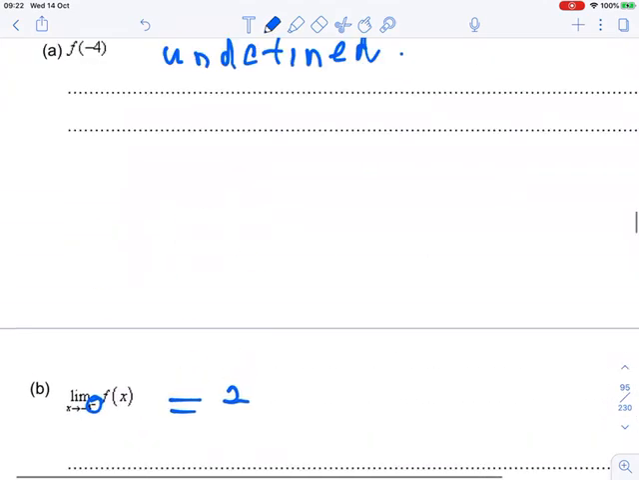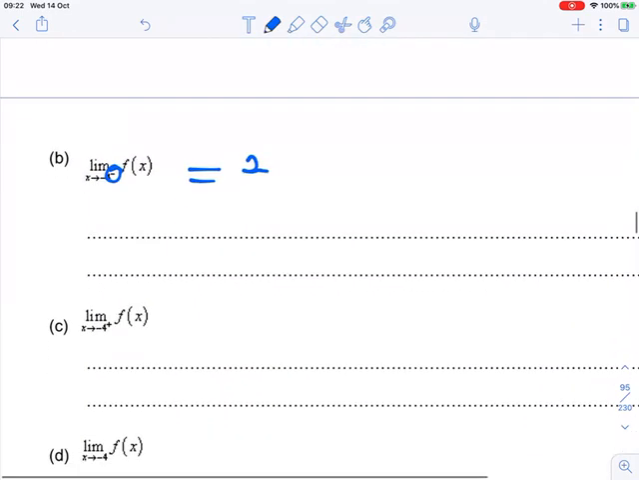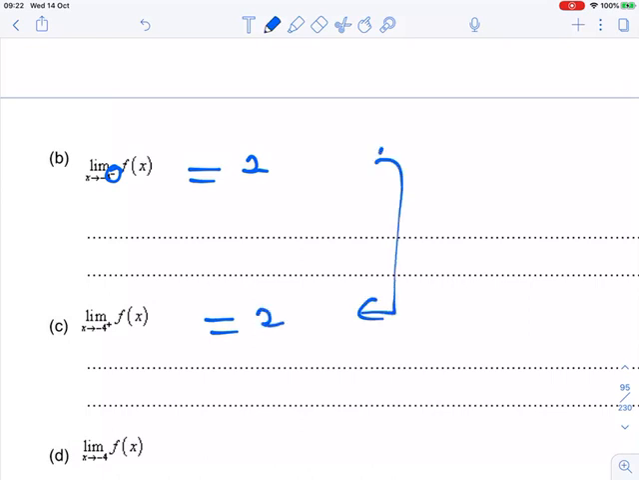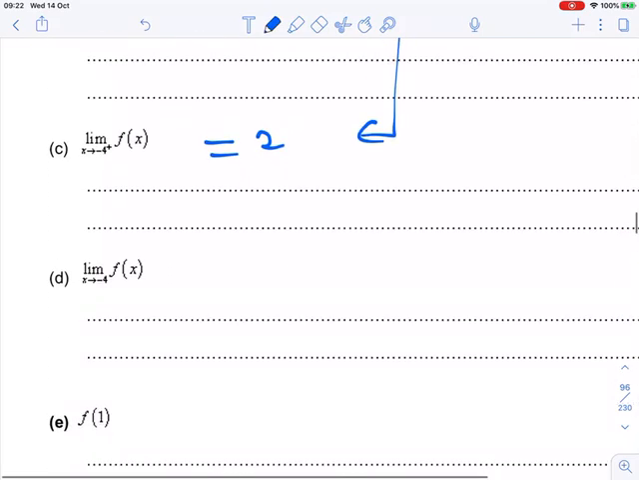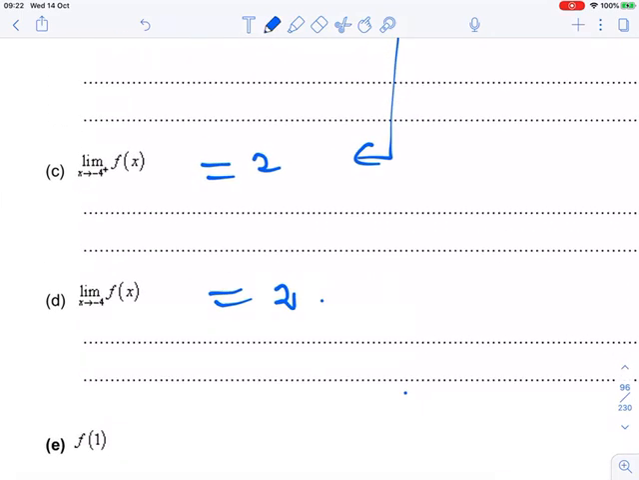What is the right limit? If we approach negative 4 from the right-hand side, we also said it's going to be 2. So that also gives us 2. So because this is exactly the same, both exist and are exactly the same, the limit then will be 2. Right. And then we said this is now a removable discontinuity.